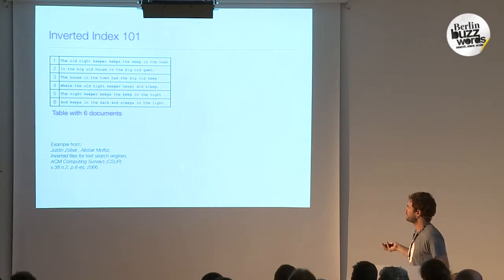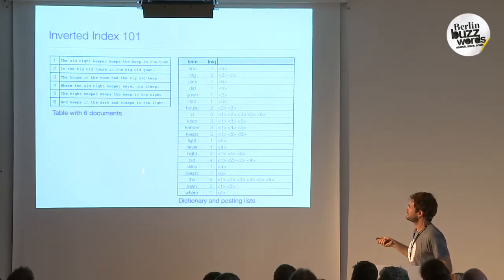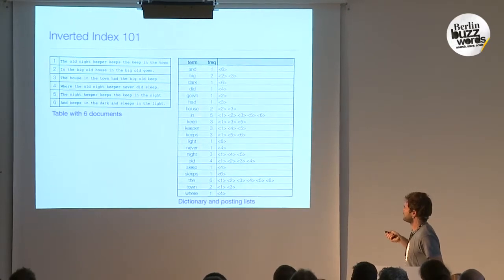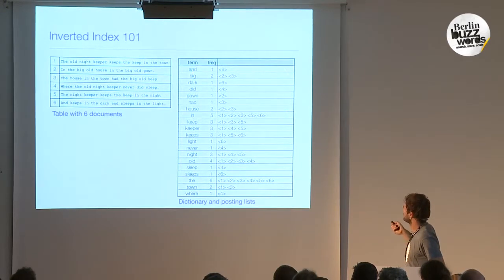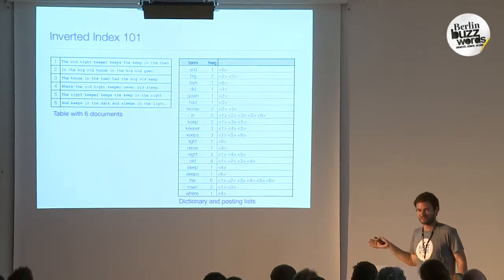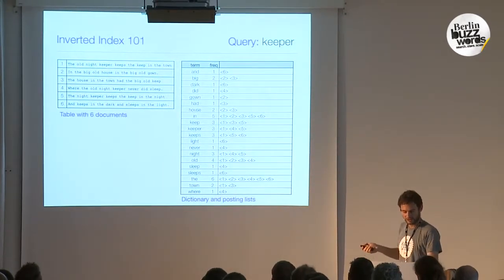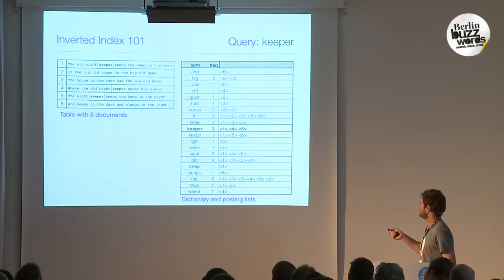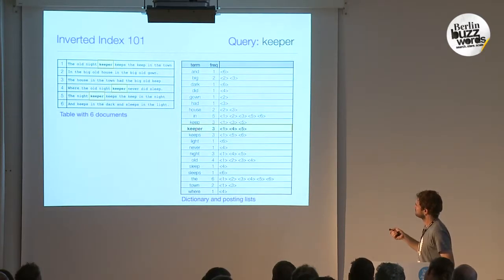So in an index like Lucene, we invert these documents. What that means is we find all unique words in those documents and put them into a table. These are all the unique words that you can find in here, and that's a dictionary. Then on the right side of this dictionary, we have linked lists that are called posting lists. These posting lists basically contain the IDs of the documents in which that particular word occurred. So for example, the word keeper here occurs in documents 1, 4, and 5.